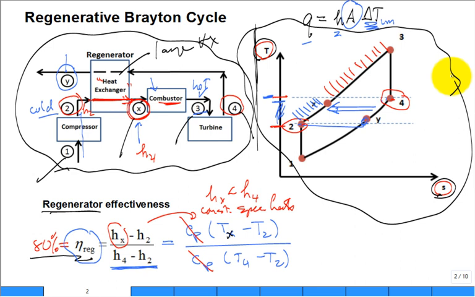Okay, so if I get a table of properties, how many states do I have? I have state 1, state 2, state X, state 3, state 4, state Y. All right, I ran out of room there. Sorry about that. And then what about my energy transfers? I'm going to have some energy transfer in the compressor, energy transfer in the combustor, energy transfer in the turbine.